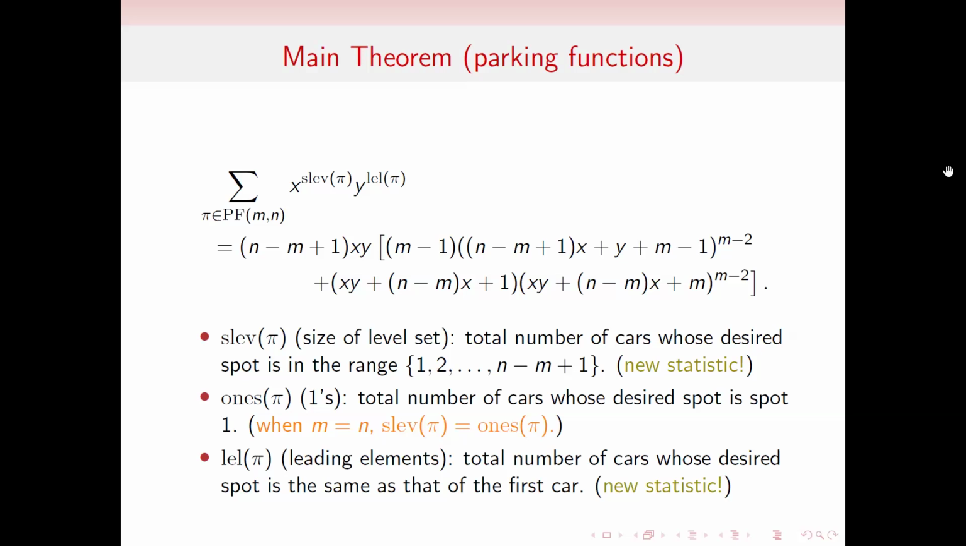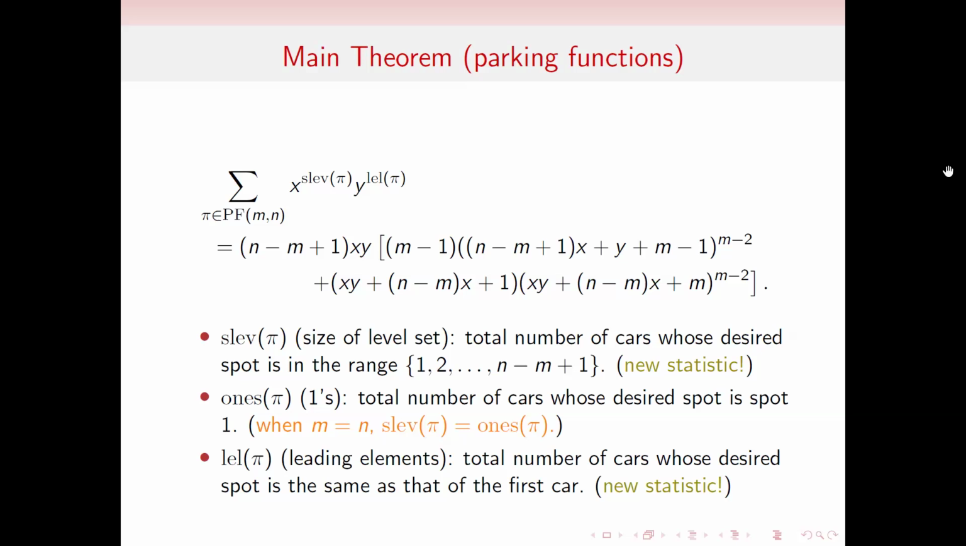So this SLEV statistic generalizes the widely studied one statistic for classical parking functions, where you have the same number of cars and spots. And this one statistic, there have been lots of study about, and people have studied the distribution, asymptotics, and many other things. But this SLEV statistic was a new statistic. And as you can see, we check the number of cars with preference in the range 1 through m-n+1. It's partly motivated by the observation that I talked about earlier. And it's also not surprising that this SLEV statistic reduces to the one statistic when n equals m.